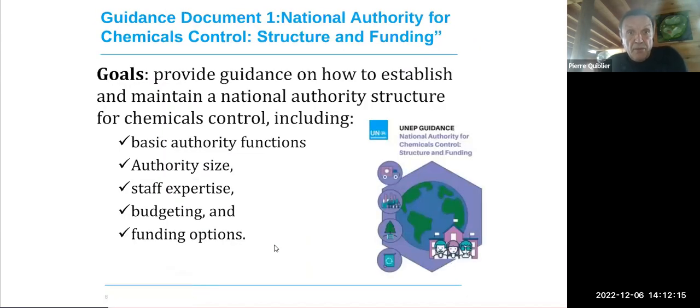With regard to guidance document 1 on the National Authority for Chemicals Controls, the structure and the funding, the goal of this document is to provide guidance on how to establish and maintain a national authority structure for chemicals control. It defines the basic authority functions, the authority size, the staff expertise, budgeting, and funding options. So again, it's not theoretical at all. It can really help you to define the terms of reference of all your staff and so on. Let's go on. You will see how practical that can be.